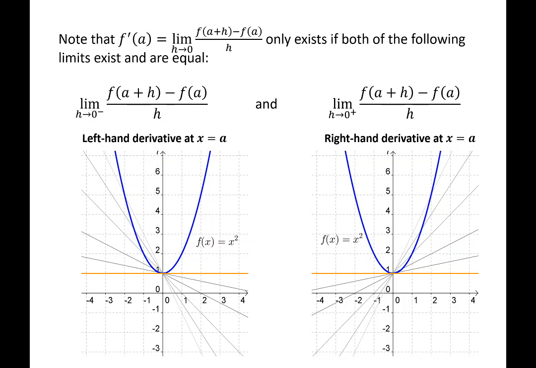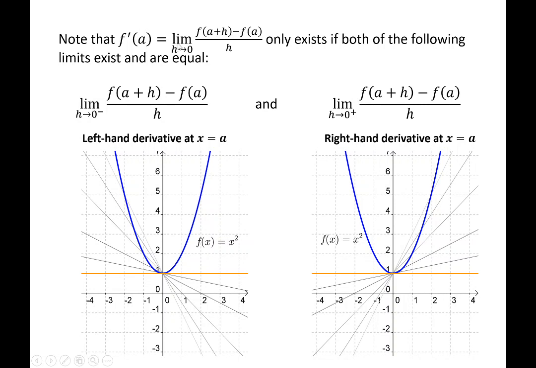Recall that the derivative is defined in terms of a limit. One way of writing it is the limit as h approaches 0 of f of a plus h minus f of a over h, where a here represents the x value that you're trying to find the derivative at. And remember that visually the derivative corresponds with the slope of the tangent line.